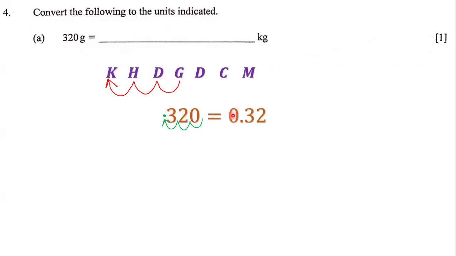So we actually have 0.320, which we just write here as 0.32. What we basically did was we took 320 and divided by 1,000, and we use 1,000 because we moved over 3 times. 1, 2, 3. When we take 320 and divide it by 1,000, we get 0.32. So 320 grams is equal to 0.32 kilograms.